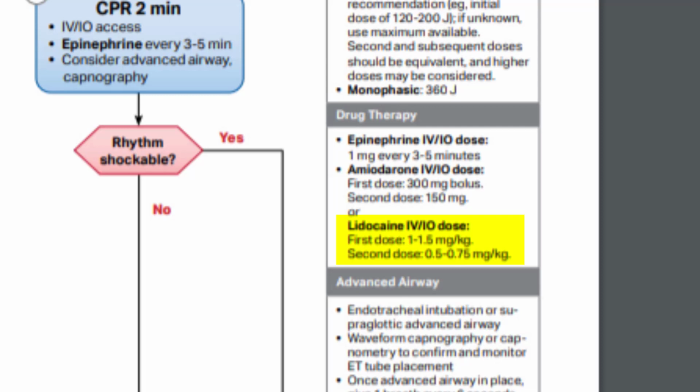Now, that's not meaning you're building your way up to 3 milligrams per kilogram. What that's saying is, like, the first dose, if you give 1 milligram per kilogram, and the second time you give it, you give 0.5 milligrams per kilogram, you've given a total of 1.5 milligrams per kilogram. So you keep doing those increments until you reach a total of 3 milligrams per kilogram.